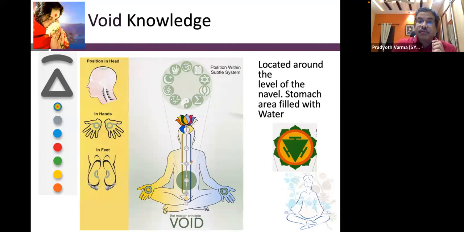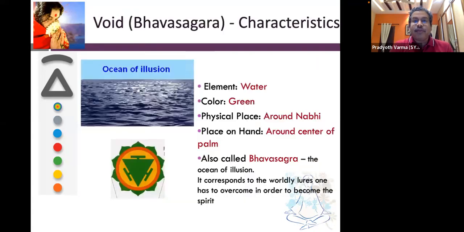Now, this is the area which we call the guru. It gives us the power to become our own master. This is the center of mastery. Okay, so now what are the characteristics of this? The elements are the same as the Nabhi chakra. So the element is water. The color is also the same, which is green.